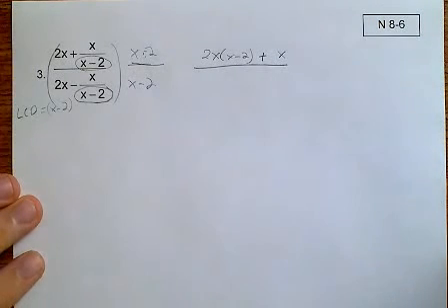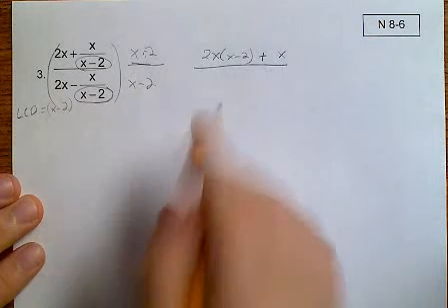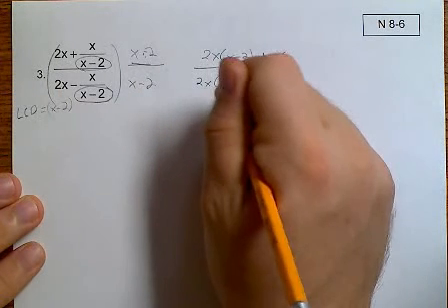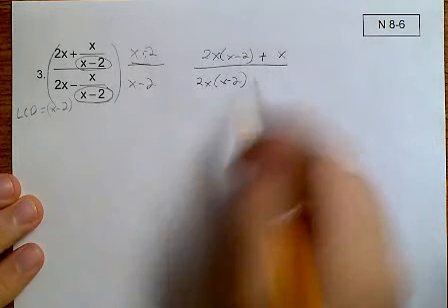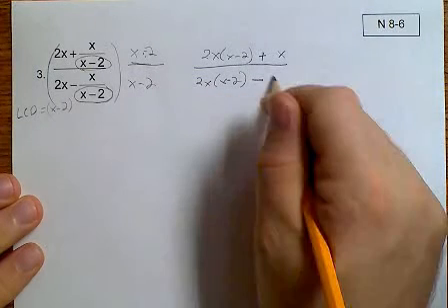Do the same on the bottom. Well, 2x times x minus 2. Again, we're going to leave these factored for now. This time it's a minus, and this time it is x.